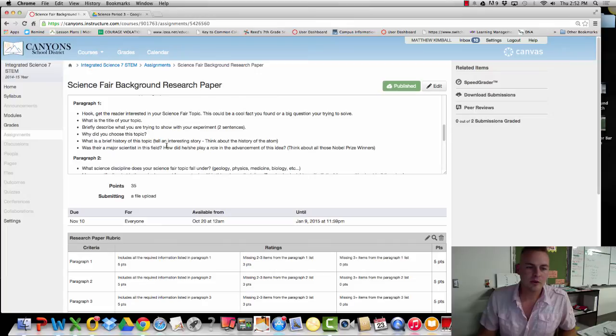Who is the major research scientist in this field? If you're talking about buoyancy, you better talk about Archimedes. Archimedes was the guy who came up with buoyancy. Okay, the law of buoyancy. That should be in your topic if you're dealing with the salty egg one. You're floating something. In fact, anybody that's floating something should have Archimedes in there because he came up with this law of buoyancy. Tell about that story.